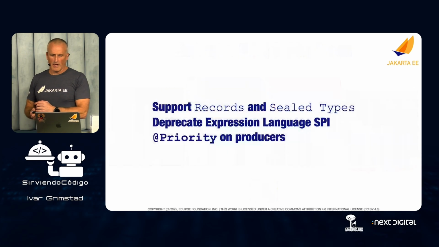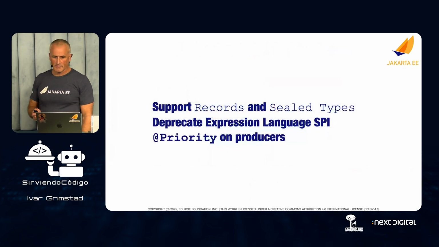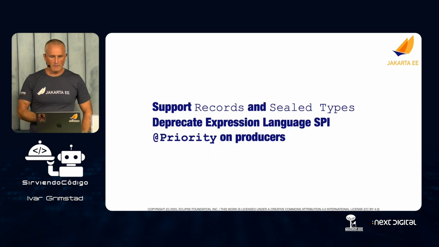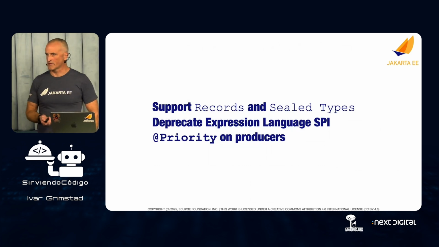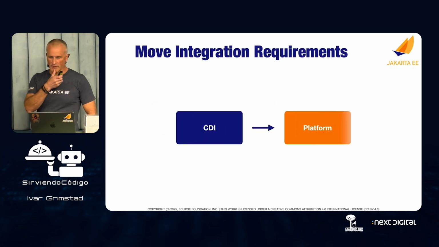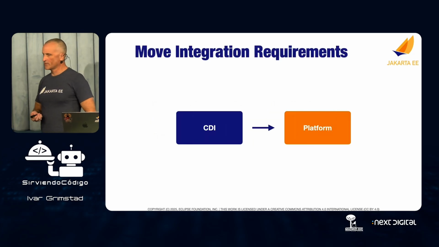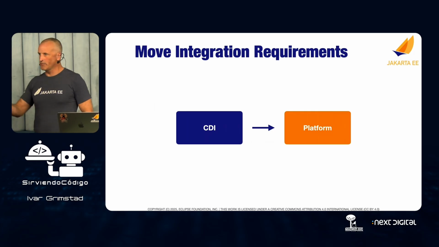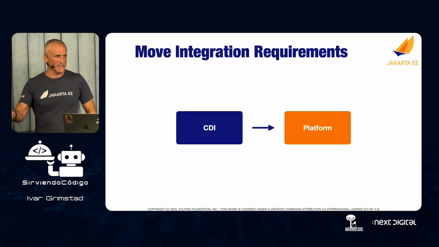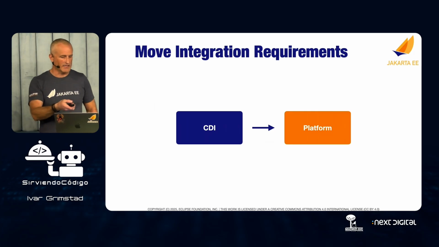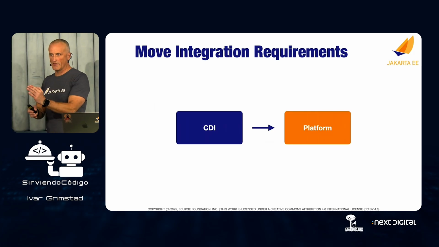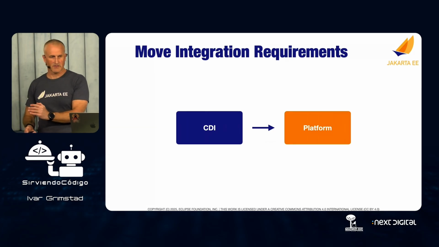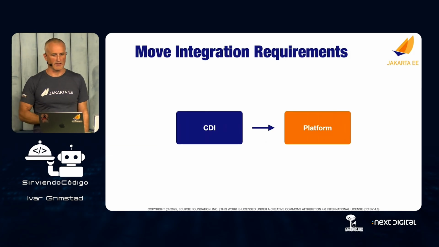CDI supports records and sealed types. So that's the records thing, so you can inject a record. There's also priority on producers, which is useful. We're also moving the integration requirements for CDI into the platform, because the CDI spec has a lot of EJB stuff in it, because it integrates very well with EJBs. We're moving that into the platform to more easily be able to remove it later if we want to. So CDI gets more pure CDI.